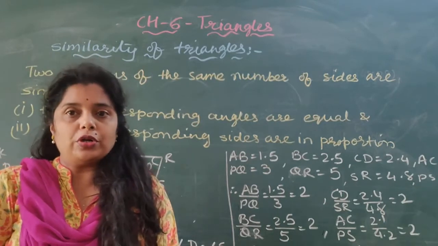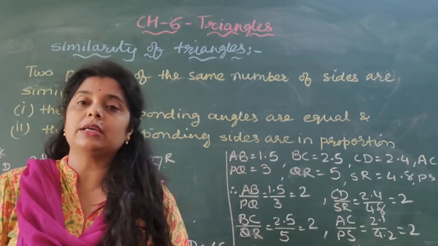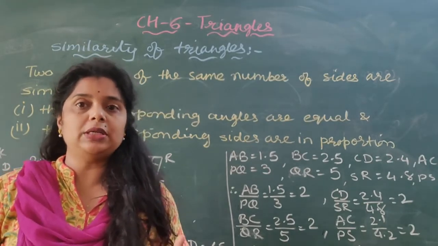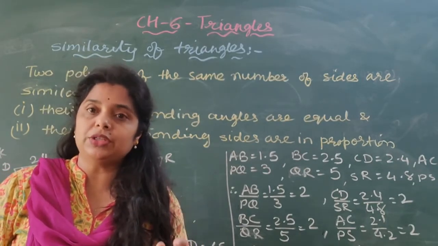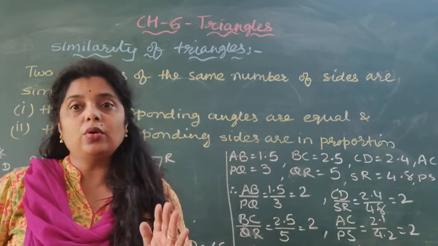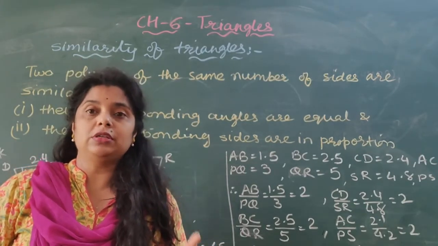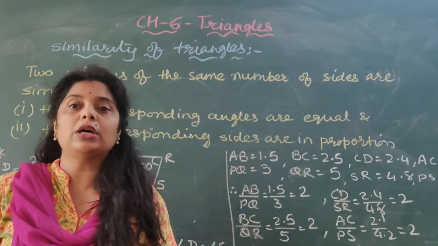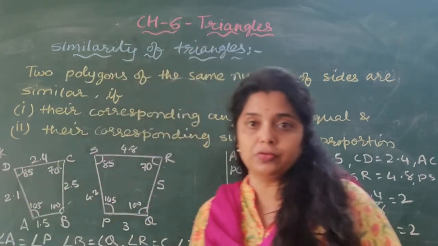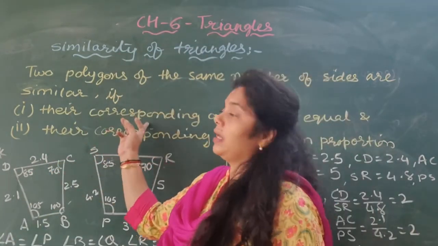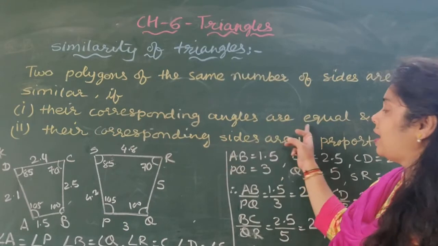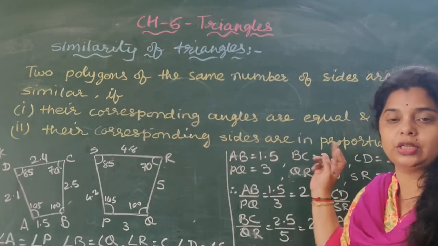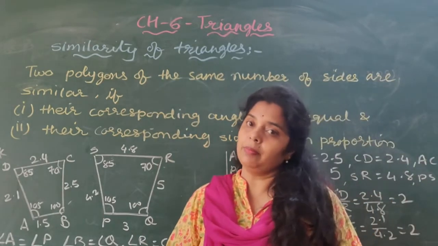Now, when two polygons will be considered as similar figures or similar polygons, two properties or two conditions must be fulfilled, then only we call the given two figures similar figures. Okay, so what are those two conditions to be fulfilled? The first condition is that corresponding angles are equal. And the second is that corresponding sides are in proportion. In proportion means in the same ratio.